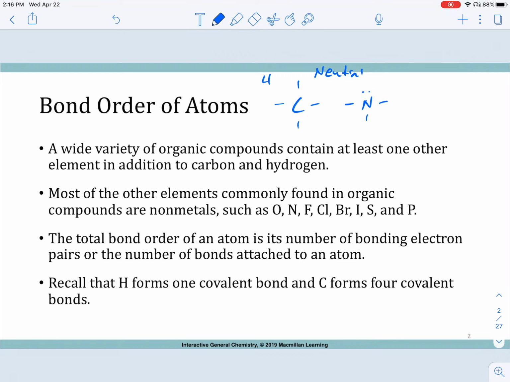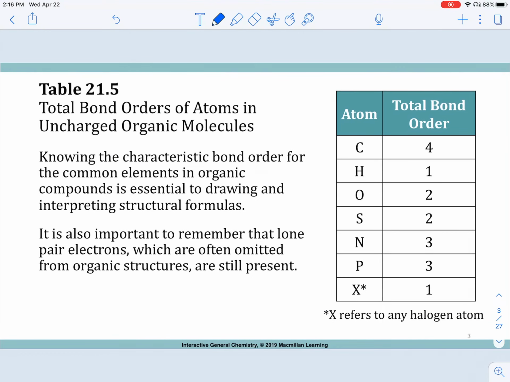So you can always predict how many hydrogens are going to be coming off them, for example, or how many, maybe this is a carbon chain. Well, we know we have to have 2 hydrogens to fulfill that octet. So I'm going to skip to the next slide here. It has this chart to remind us.